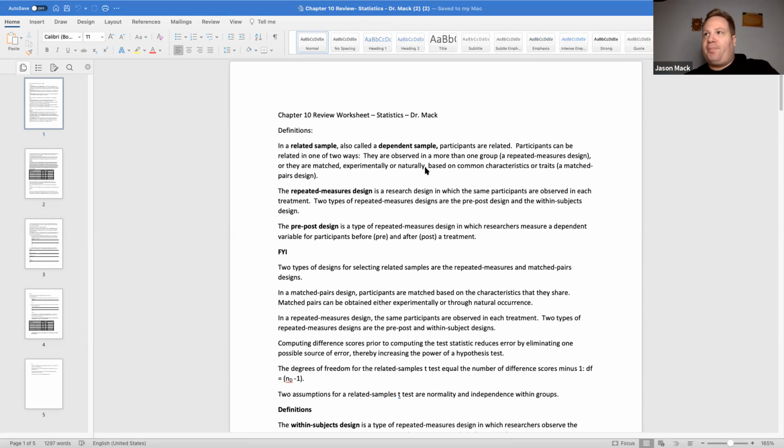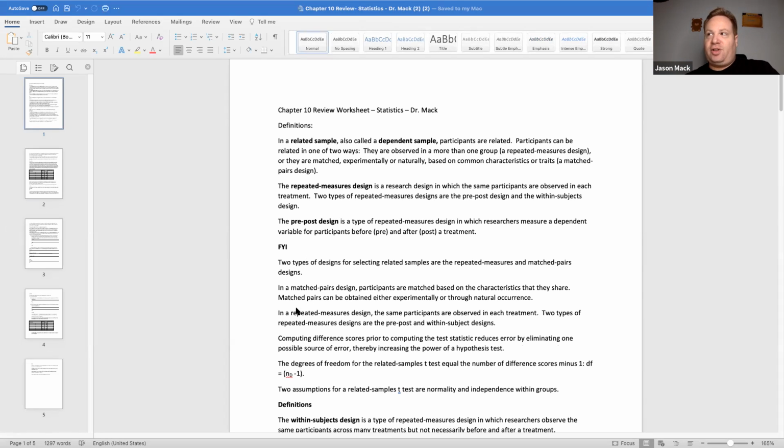Anyways, let's start from the top. All right, in a related sample, also called a dependent sample, participants are related. Participants can be related in one of two ways. They are observed in more than one group, a repeated measures design, or they are matched experimentally or naturally based on common characteristics or traits, which is a matched pairs design.